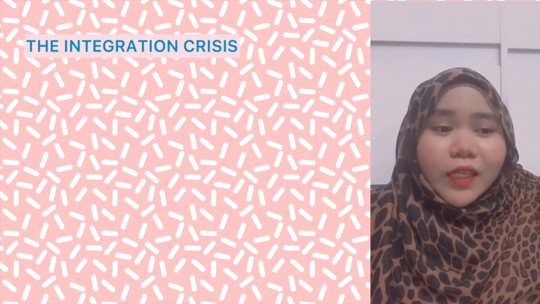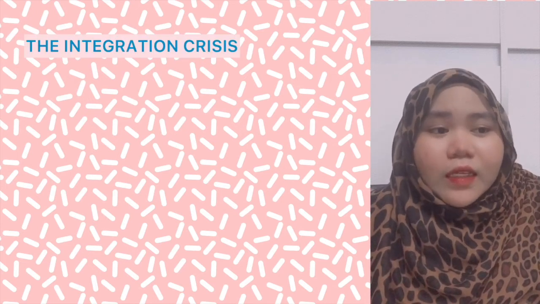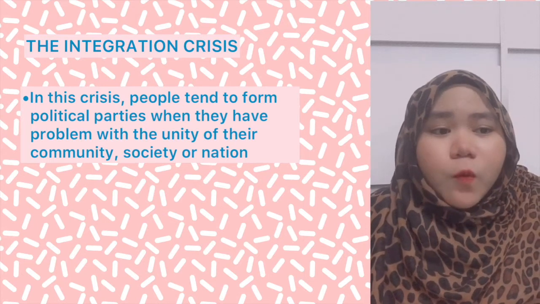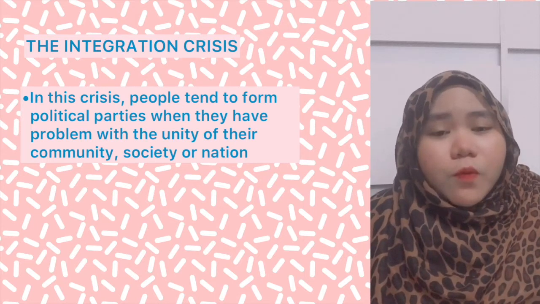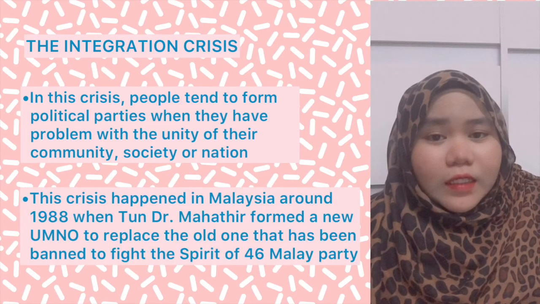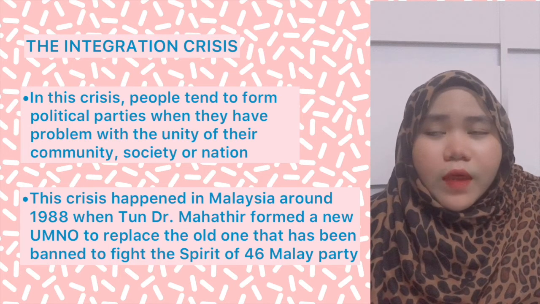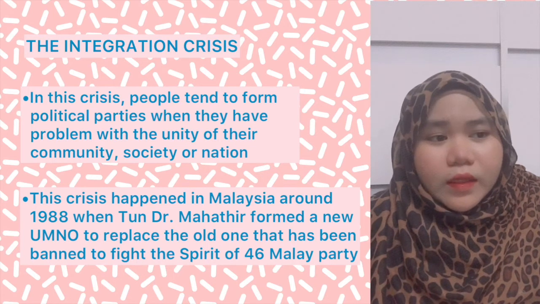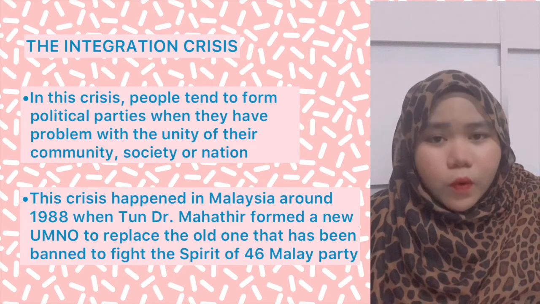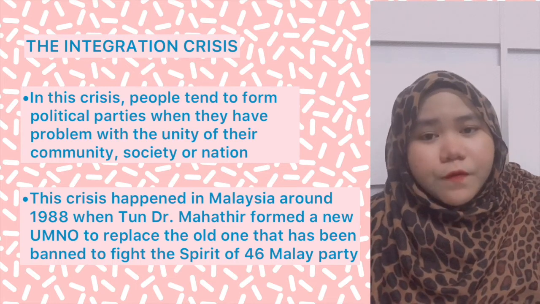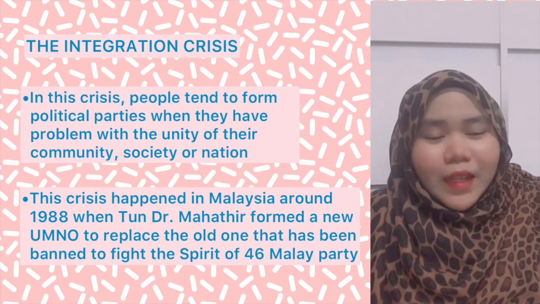The third origin of political parties is the integration crisis. In this crisis, people tend to form political parties when they have problems with the unity of their community, society or nation. This crisis happened in Malaysia around 1980, when Tun Dr. Mahathir formed a new UMNO to replace the old one that had been banned, to fight the spirit of 46 Malay Party.